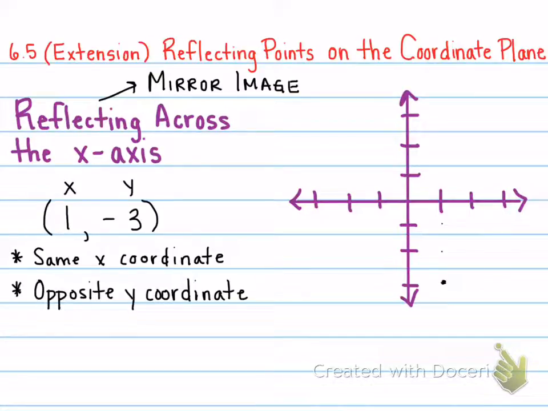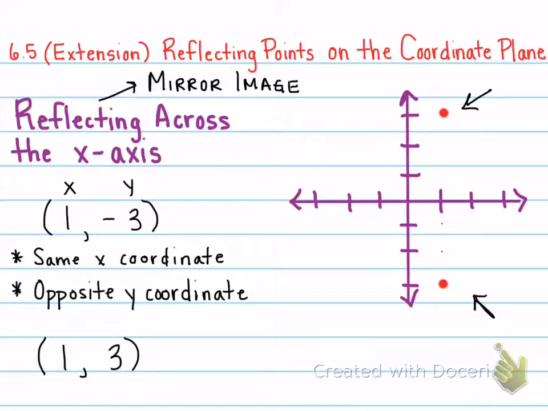So, my x-coordinate is 1, so I'm going to keep 1, and I'm going to take the opposite of -3, which is +3, and plot the point 1, 3. 1, 3 is 1 to the right and 3 up. So if I were to fold this over on the x-axis, these two ordered pairs would land right on top of each other. They're mirror images.